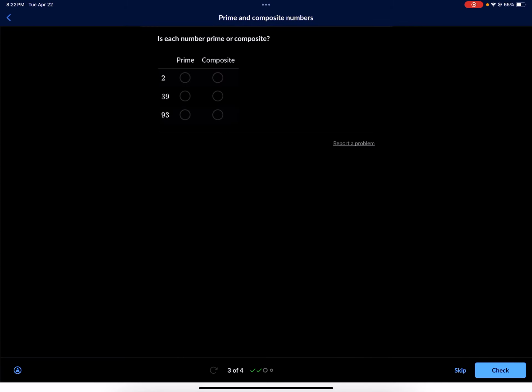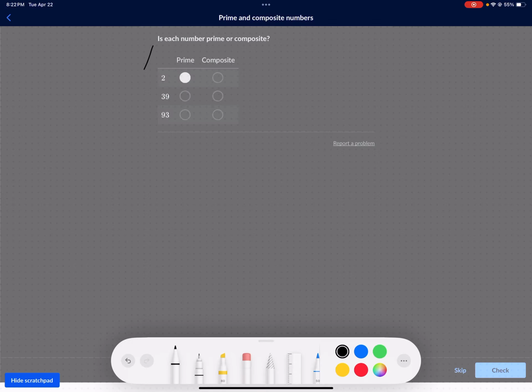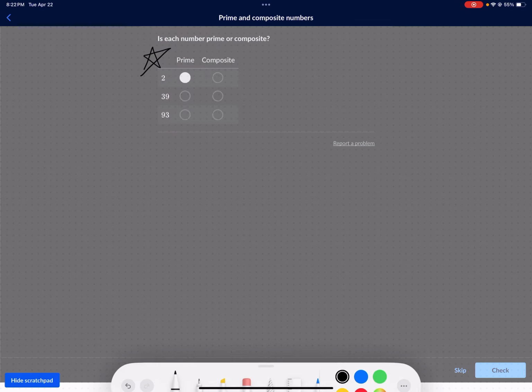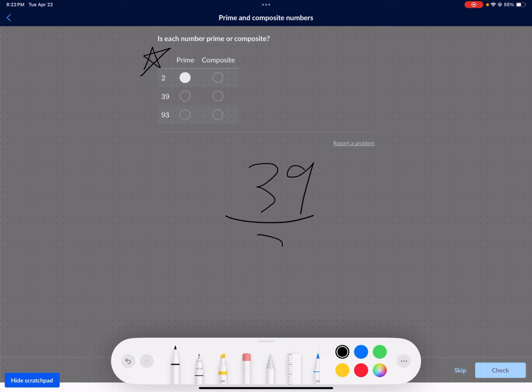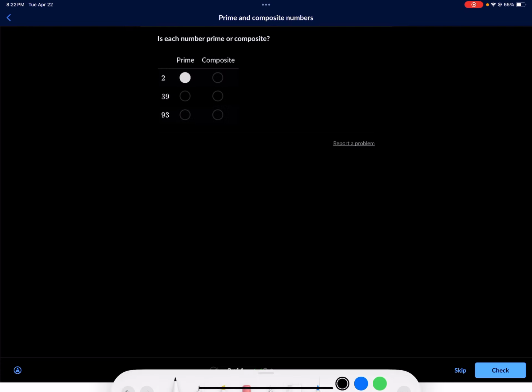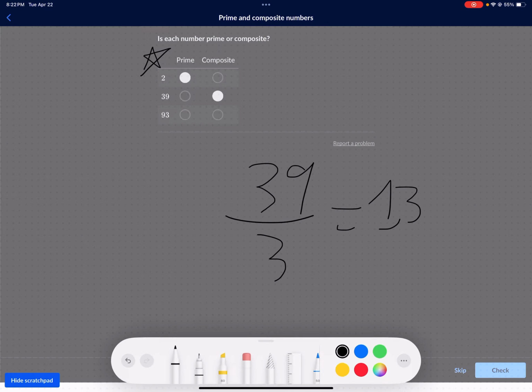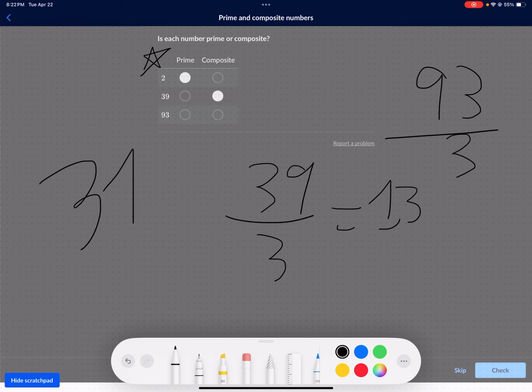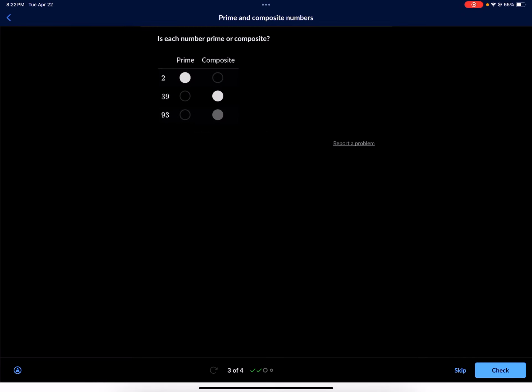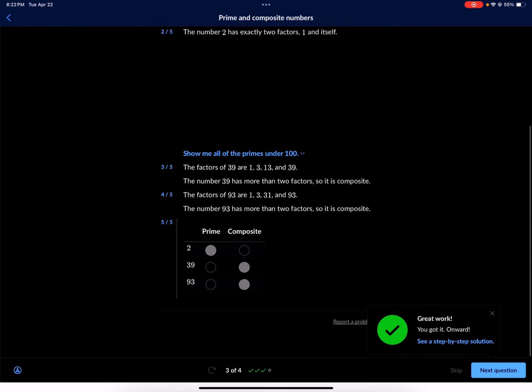Is each number prime or composite? So 2, that's the only even that's prime, okay? Only even. Now, I'm going to star that. The only even that's prime. Okay, 39, that's divisible by 3, so we have 13. This is composite. And now 93 is divisible by 3. So we have 31 here. So this is also composite. Check, and bada bang, bada boom.